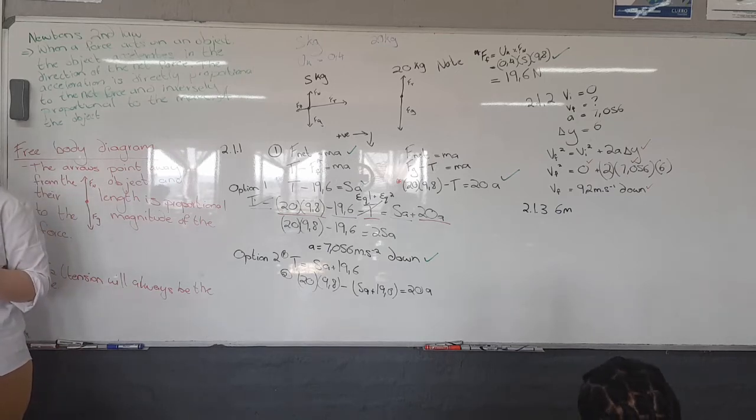The reason we said down is because we're using the 20 kilogram mass. Yes. Because it says, calculate the speed of the 20 kilogram mass.